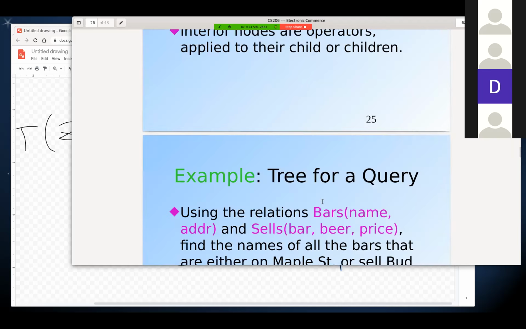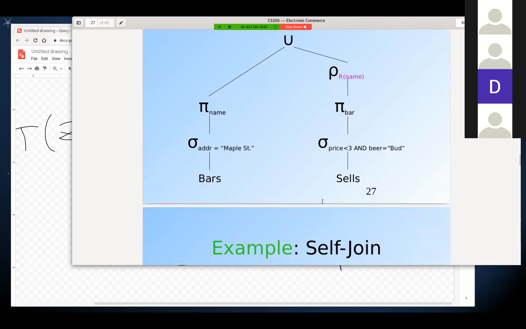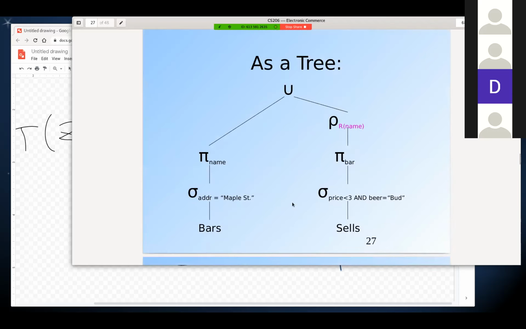Okay, so this would be as a tree. You could envision it as a tree here. What is this getting us? This is getting us the names of the bars on Maple Street, and we union those with the names of the bars whose price is under some threshold. So the bar is selling Bud for less than $3, and we're getting the bars that do that. Then we rename so that we have union compatibility, so we want the attribute name here. Over here we're also getting the bars on Maple Street. So what this expresses is the bars on Maple Street, or those selling Bud for less than $3.